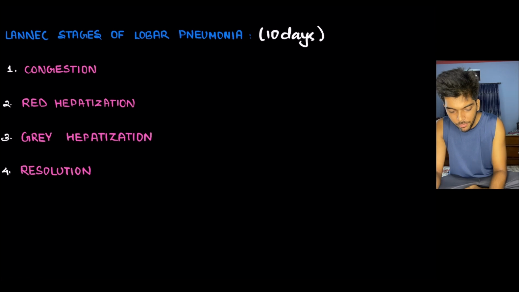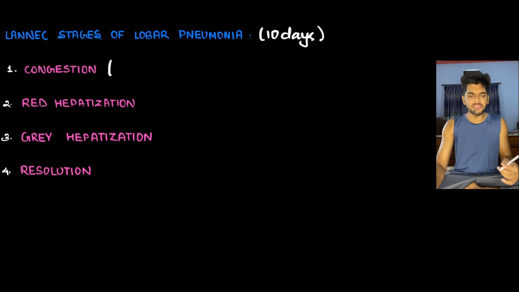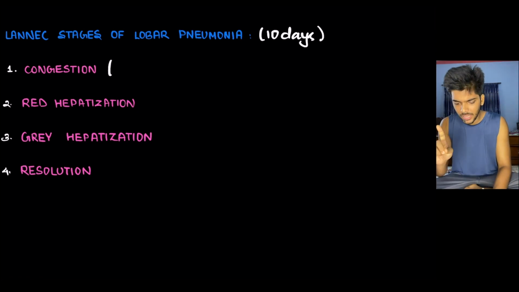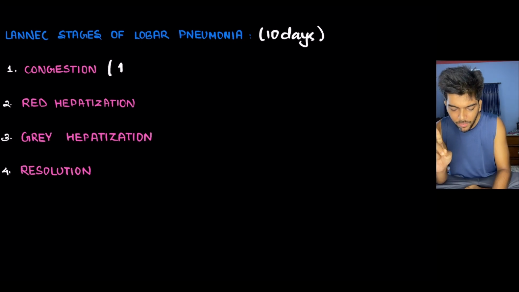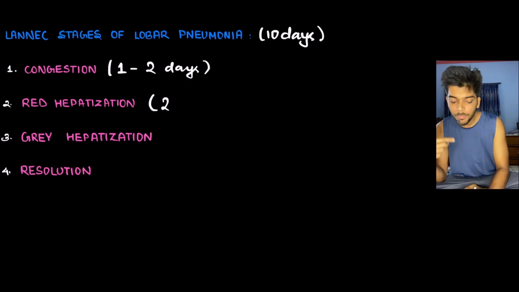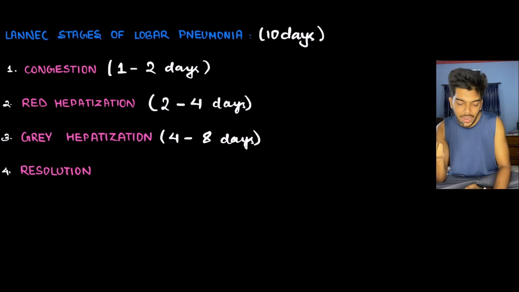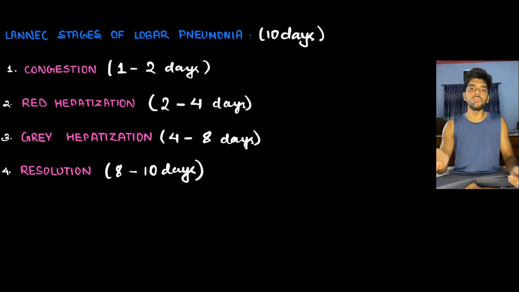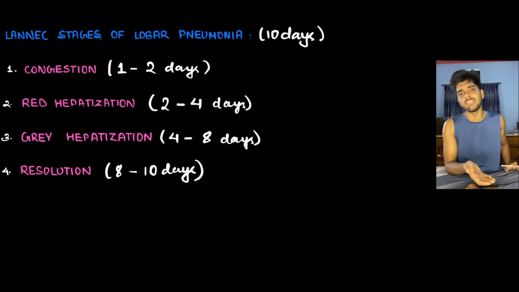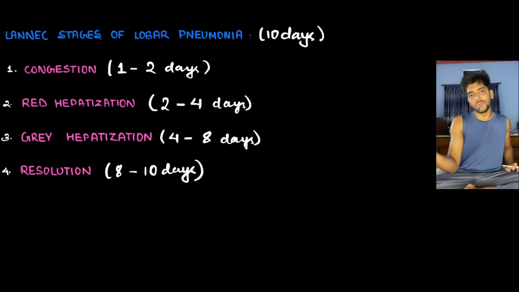Now, you need to remember for each individual stage how long they last. Very easy to remember. Hear me out. Congestion starts on the first day, multiply by 2, 1 to 2 days. Red hepatization on day 2, multiply by 2, 2 to 4 days. Gray hepatization on day 4, multiply by 2, 4 to 8 days. Resolution from 8, it's a total of 10 days, so 8 to 10 days. Done. Congestion 1 to 2 days, red hepatization 2 to 4 days, gray hepatization 4 to 8 days, and resolution 8 to 10 days. Done.